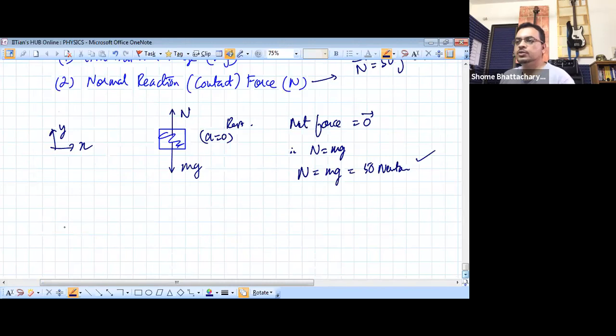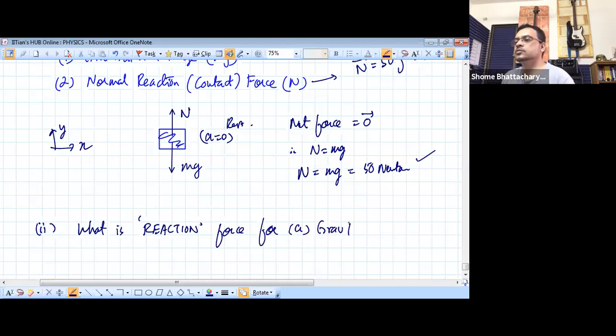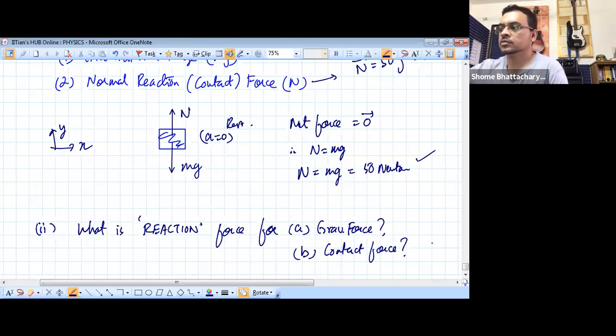That's done. Now my question is: what is the reaction force for the gravitational force, and for the contact force? इन दोनों की रिएक्शन फोर्सेस क्या है?